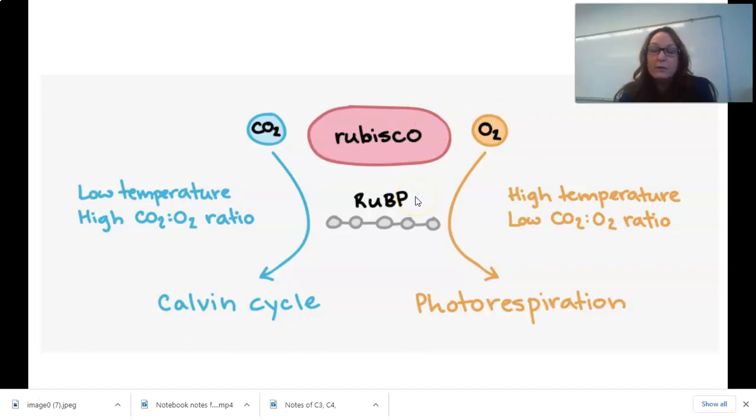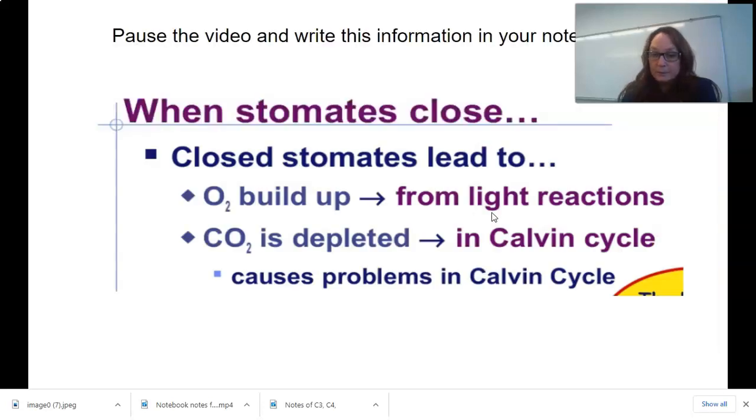This is a process called photorespiration. The conditions that this occurs in is when the temperatures are higher and in the spongy, air-filled places there's more oxygen than there is carbon dioxide. This is not a process that makes a storage sugar. We'll look at the diagram in a minute, but what it does is consume ATP and NADPH and gives you nothing. So it's a process that's wasteful.